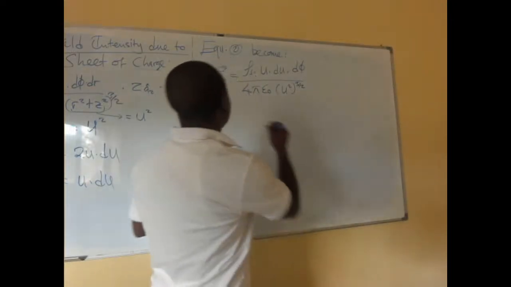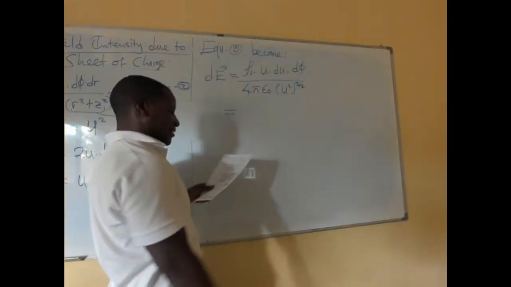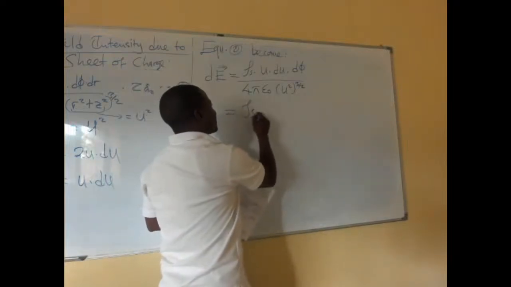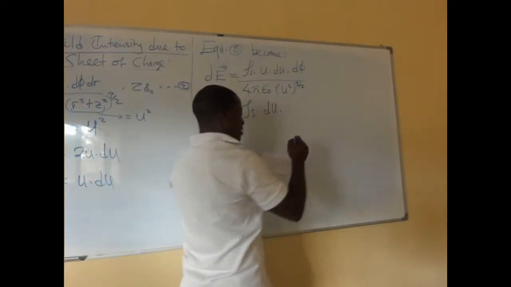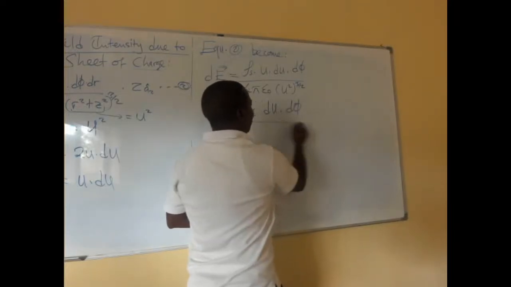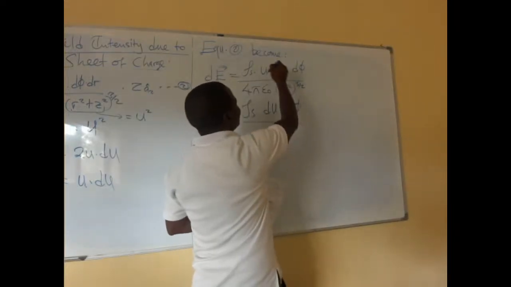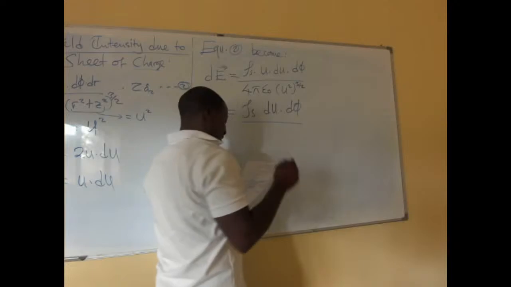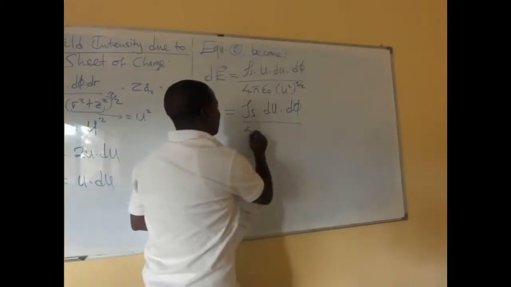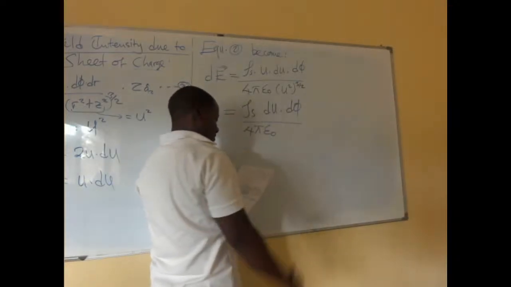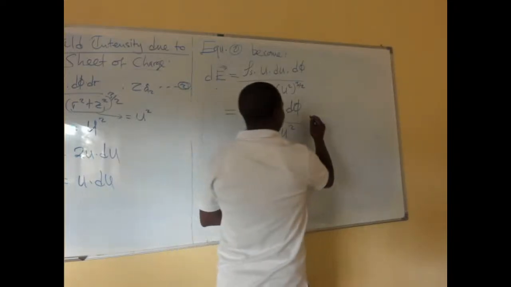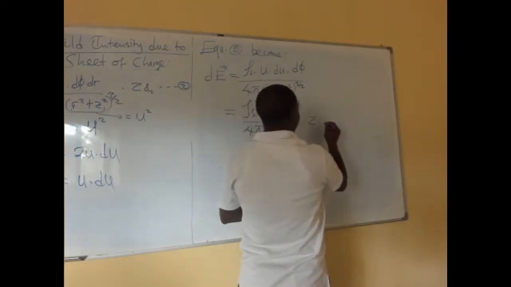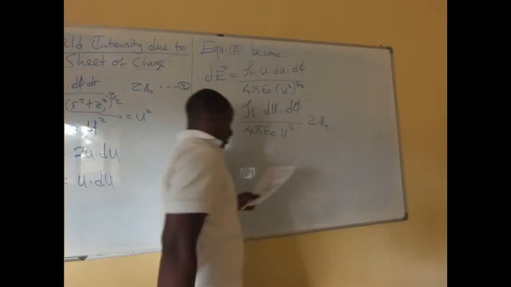From there, what we get is actually this. We have the surface density multiplied by du into dφ, all this. Of course, this u will cancel out of this, into 4π ε0 into u squared, all this into z of az like that.